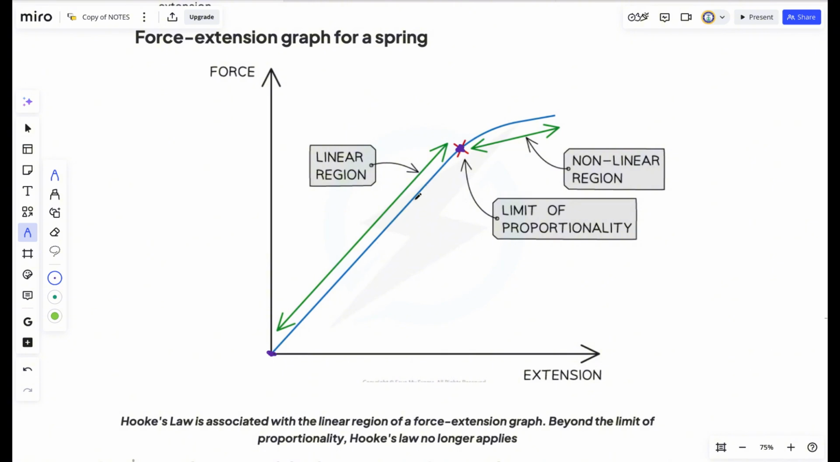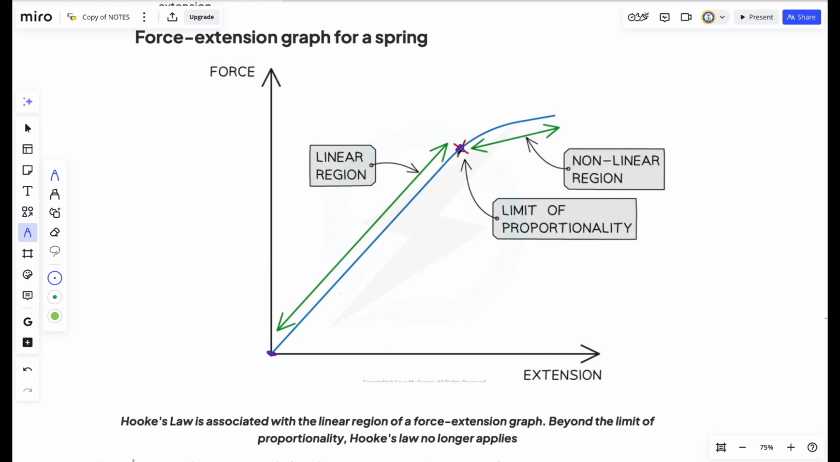Why is it a linear graph? Because the force and the extension are in proportion. So if you increase force, extension will increase up to this point. In Cambridge IGCSE, here is called the limit of proportionality. Up to this point, the spring has not deformed. The spring will still return to its original form when you remove all the force.